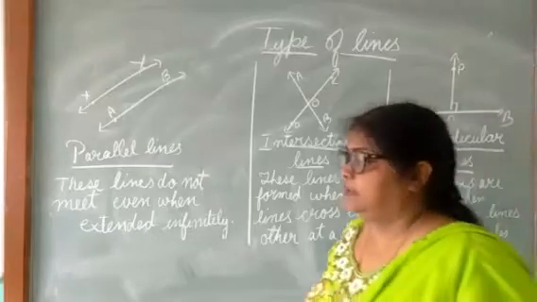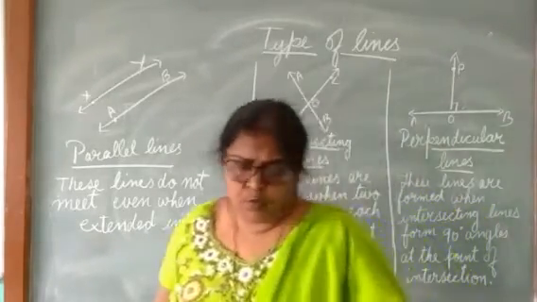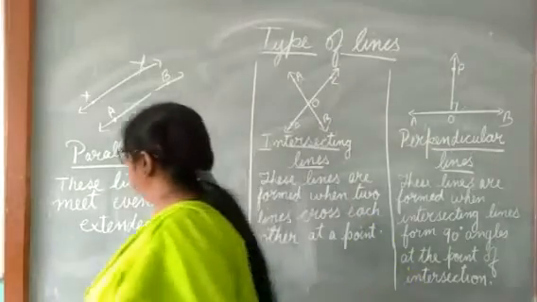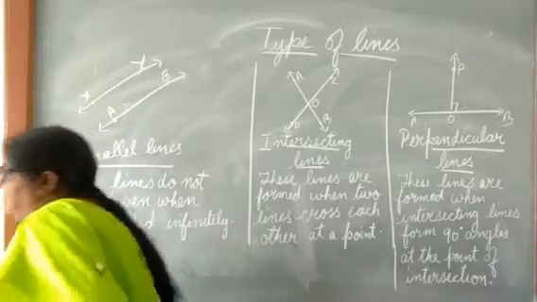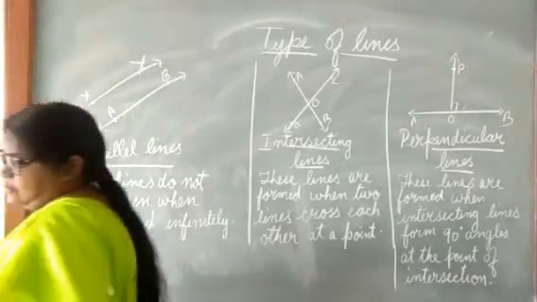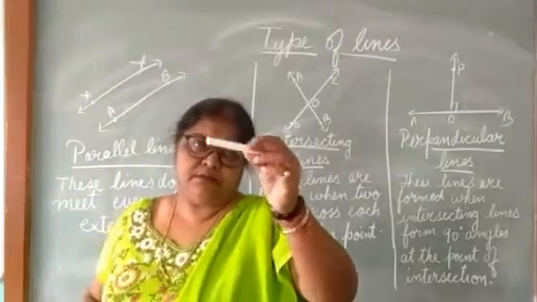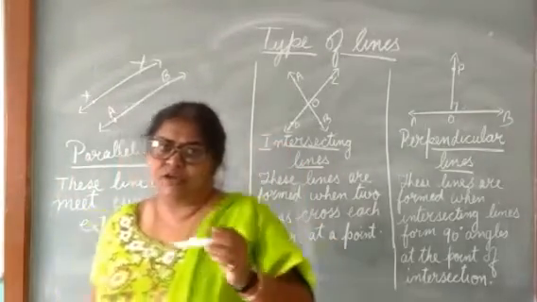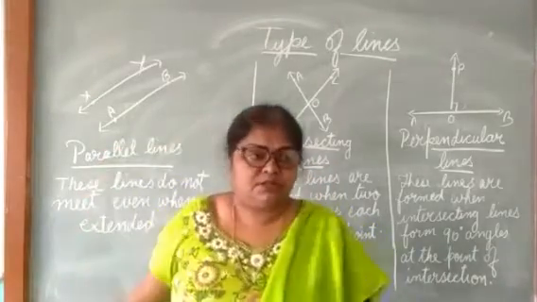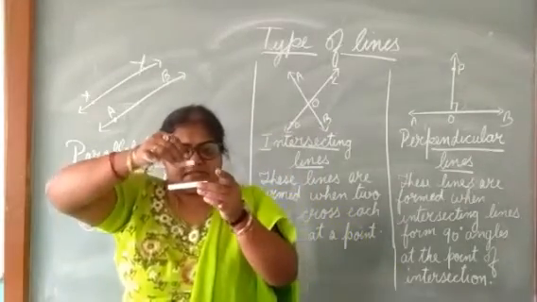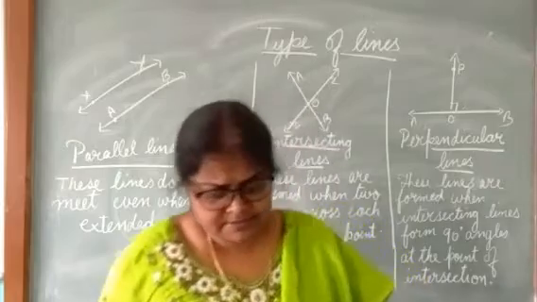So in parallel line, what happened? When there are two lines, they are parallel to each other. Suppose you think this one is a chalk and this is also a chalk. This chalk and this chalk are parallel to each other. So you can say it is a parallel chalk or parallel line.